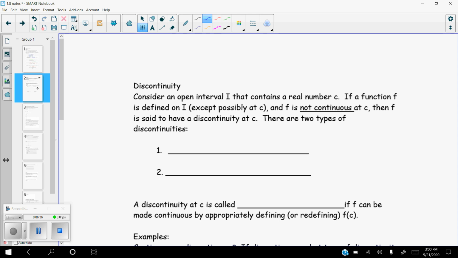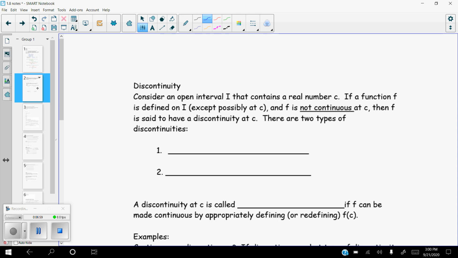So consider an open interval I that contains a real number C. If a function f is defined on I, except possibly at C, and f is not continuous at C, then f is said to have a discontinuity at C. And there are two types of discontinuities. I seriously doubt all that made sense the first time through. So let's go back and think about this.